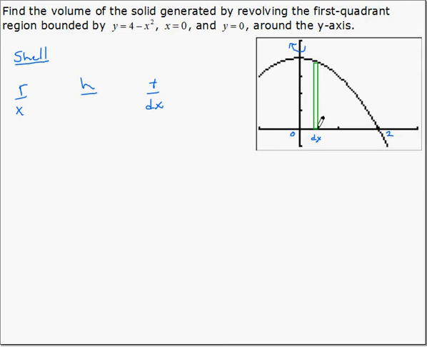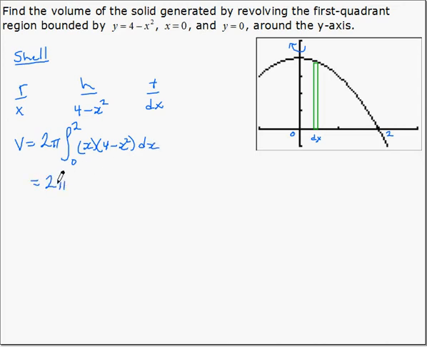The height is from the bottom of the rectangle to the top of the rectangle. In this example, that's the top curve 4 minus x squared, minus 0, because we're on the bottom. The volume then is equal to 2 pi times the integral from 0 to 2, the x values, the radius, times the height, times thickness.